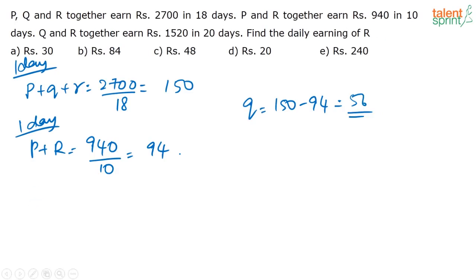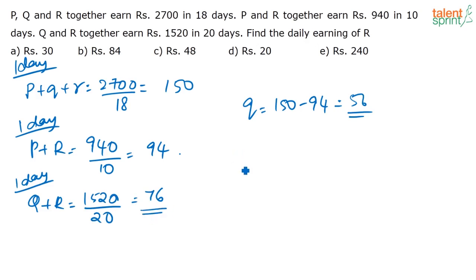Now, next Q and R earn together 1520 in 20 days. Correct? So, Q and R in one day, how much will they earn? 1520 by 20, or they earn 76 rupees. Correct? 76 rupees in a day. So, from this you can find how much P earns. How much will P earn? 150 minus 76, or 74 rupees a day.